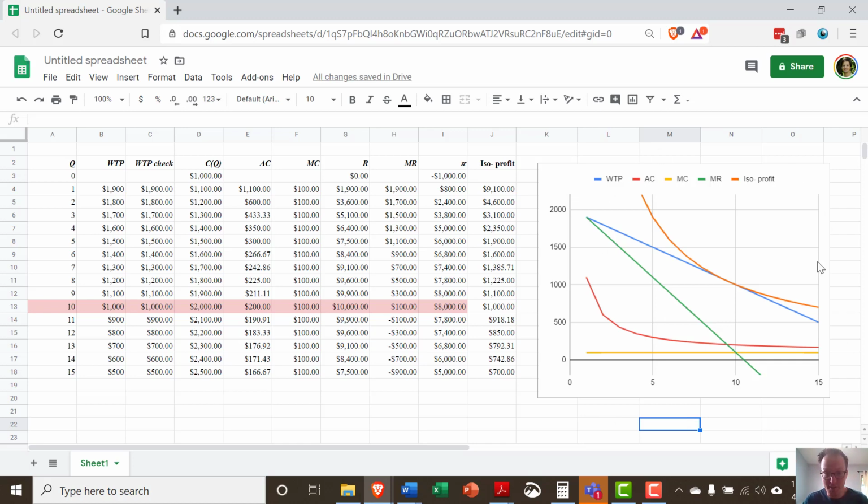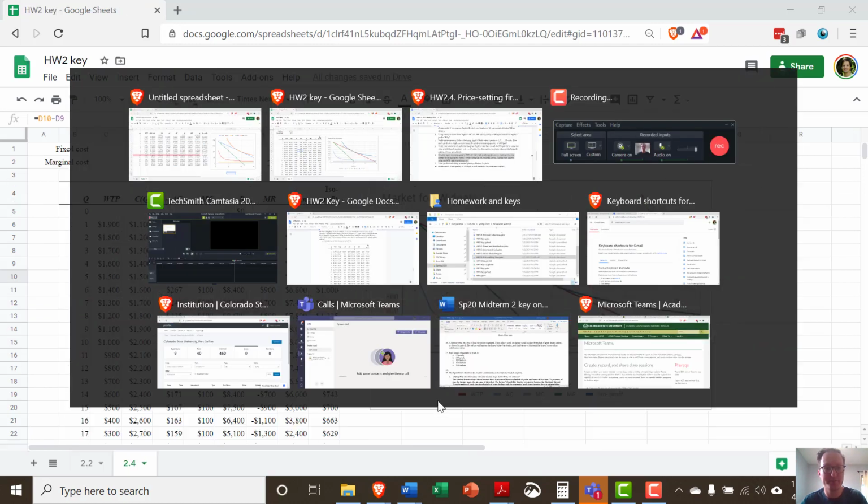But this is essentially what we've created, right? The blue willingness to pay curve is the demand curve. This is the marginal revenue curve in green. Actually, that's the same color we've been using. The marginal cost is this yellow curve. Here's the average cost. The average cost is, of course, declining forever as you spread out the fixed cost across more and more units. And the profit maximizing quantity, where marginal revenue exactly equals marginal cost, is 10 units. And you can also see that that's exactly where the ISO profit curve is tangent to the demand curve.